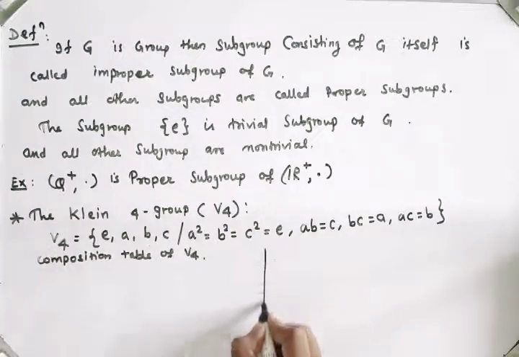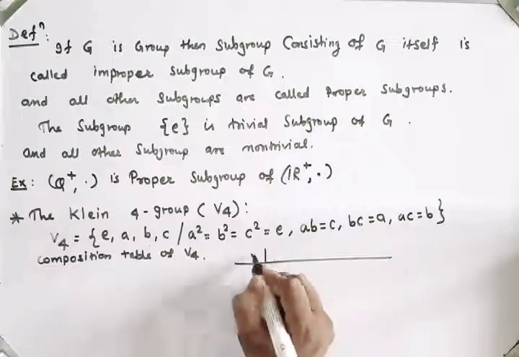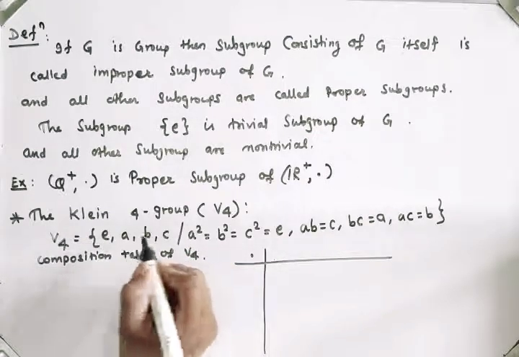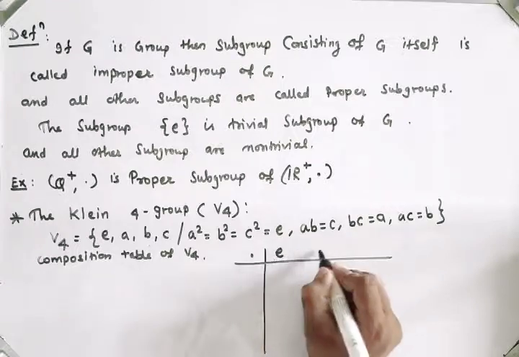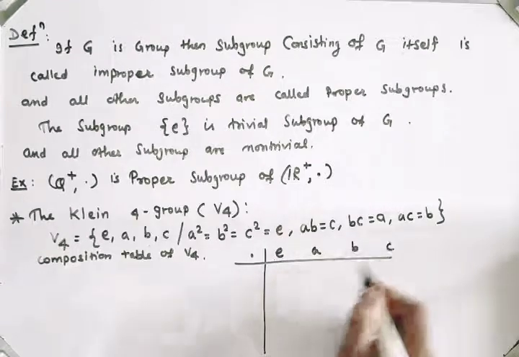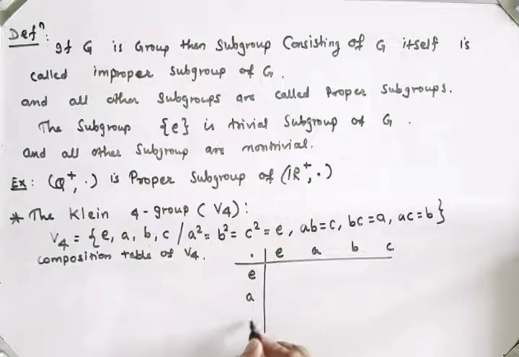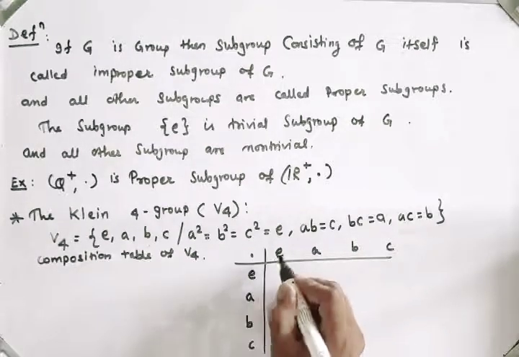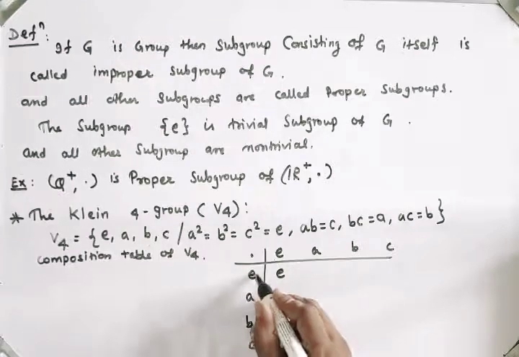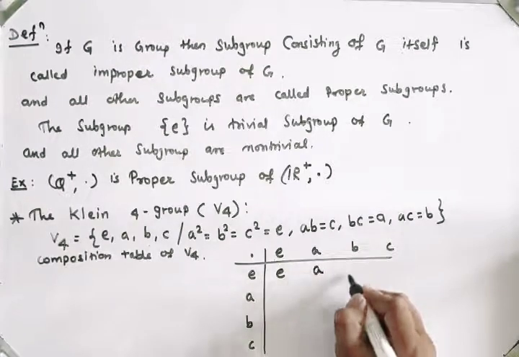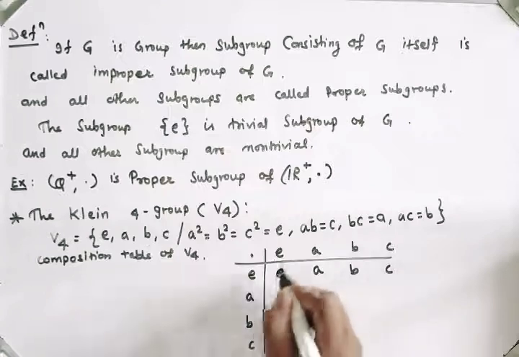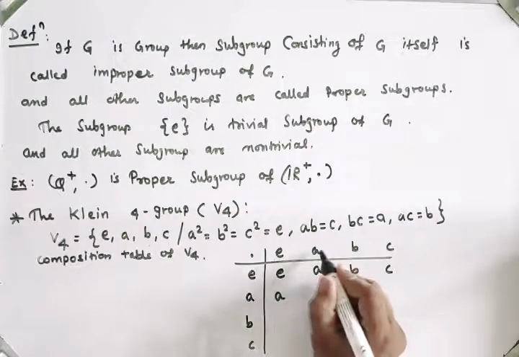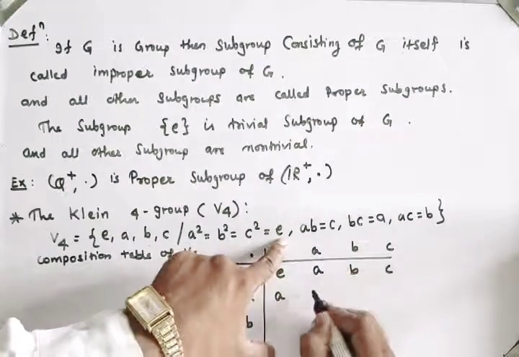Composition table under multiplication. What are the elements in Klein 4 group? Identity, A, B and C. So E, A, B, C, and here E, A, B, C. Here the operation is multiplication. E into E, again E. E into A is A, E into B is B, and here C. A into A is A square, and A square is identity.